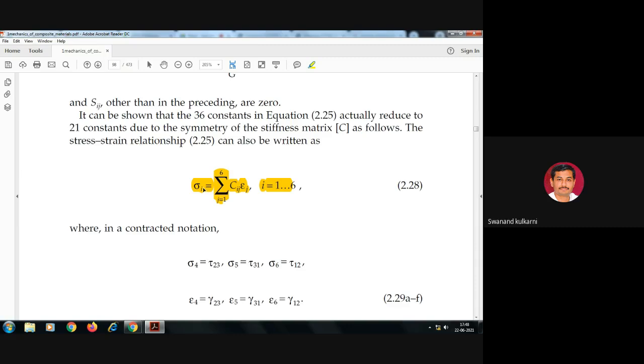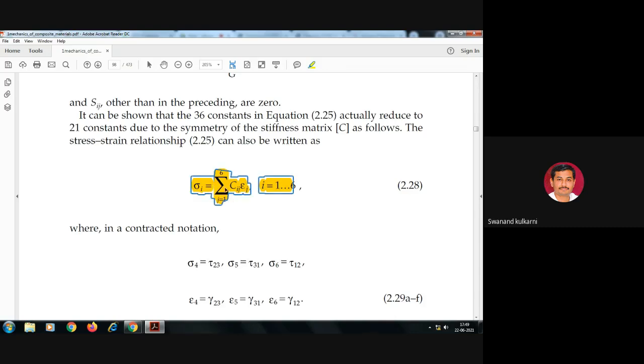When I put I equal to 1, here also Ci means C1. And if J is equal to 1 to 6, then for sigma 1, J equal to 1 to 6 means I will get here C11 epsilon 1, then C12 epsilon 2, C13 epsilon 3, C14 epsilon 4, C15 epsilon 5, C16 epsilon 6.